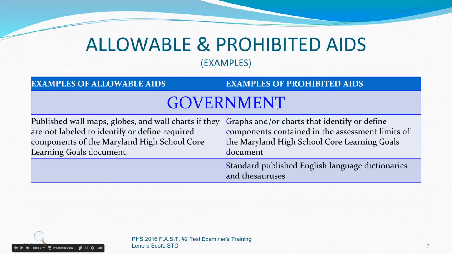Allowable aids, for government: published wall maps, globes, and charts if they are not labeled or identified, defined, required components of the Maryland High School core learning goals document. These are examples of allowable aids, and these are examples of prohibited aids: graphic charts identifying components contained in the assessment limits of Maryland. So certain graphs and charts in your rooms you cannot have up when taking the test, but certain things you can, such as wall charts and globes. That kind of thing is okay.